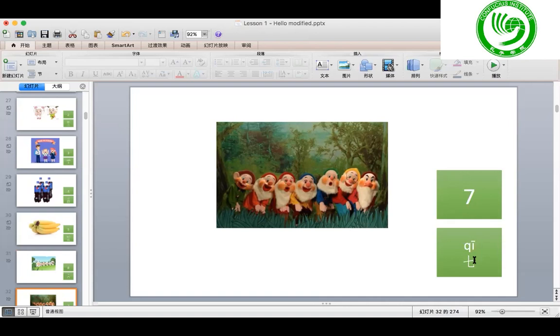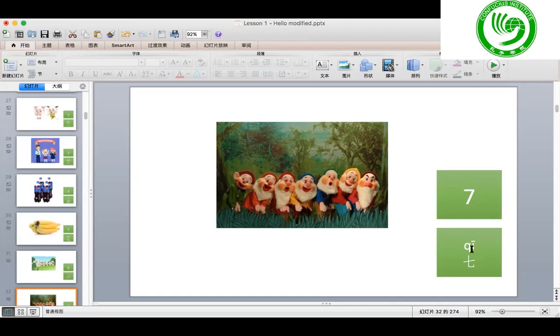It is 7. 7. Then what is the gesture for 7? This is the gesture for 7. Could you please give me your hand and do the same gesture? How to do 7?